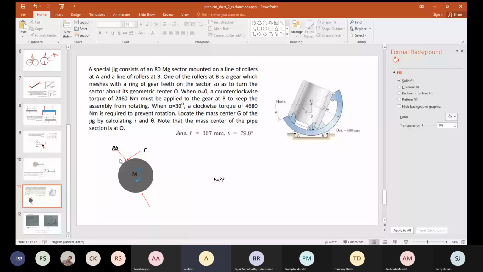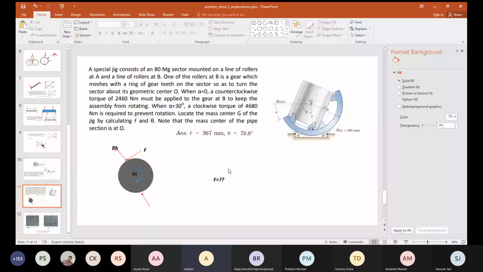Now, what you have to do is calculate the value of F for a certain amount of torque. If the torque applied is 2460 Newton meter, what is the value of F? If the torque applied is 4680 Newton meter, what is F? That is the first step. This is what a gear does.